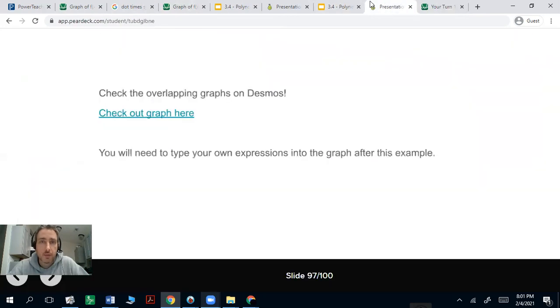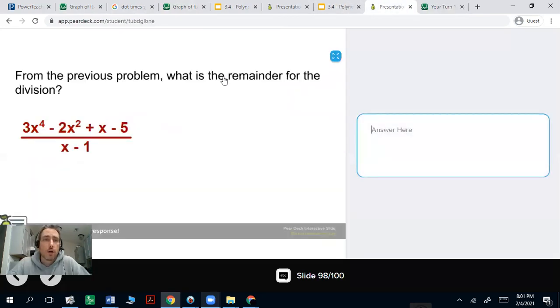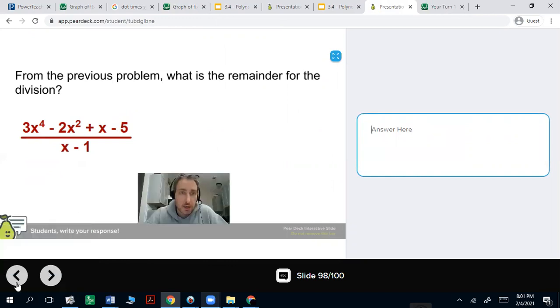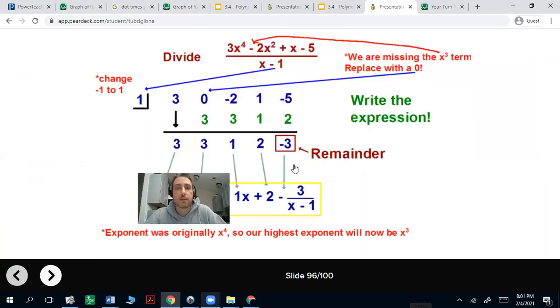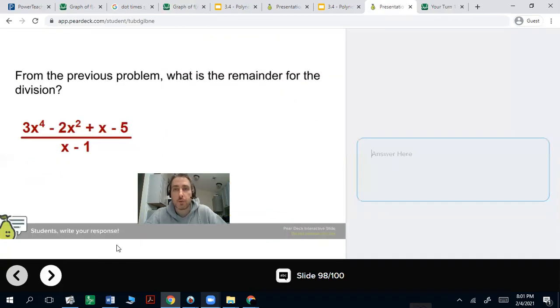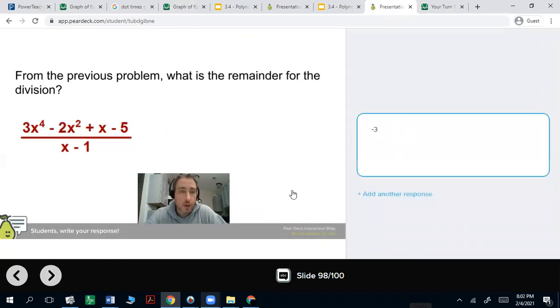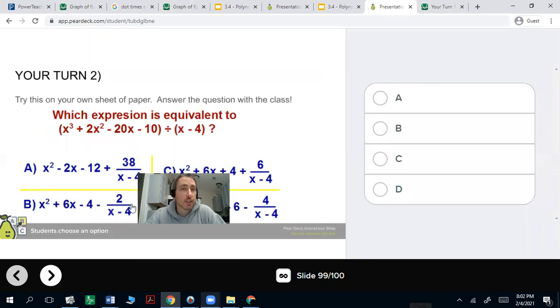And then finally, we have, from the previous problem, what is the remainder? Well, that remainder, we can go back and check, but that remainder should be, what was that? -3, -3. So we'll put -3 there. All right, so this is the last one.